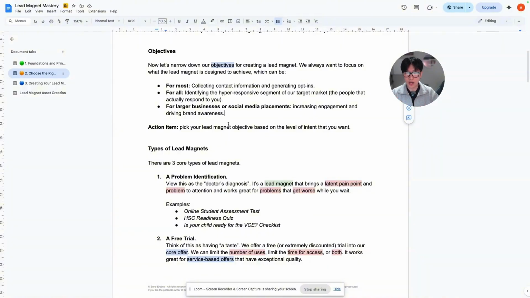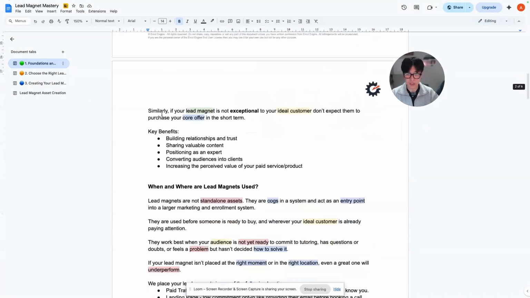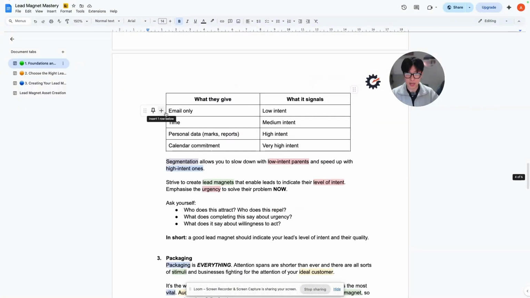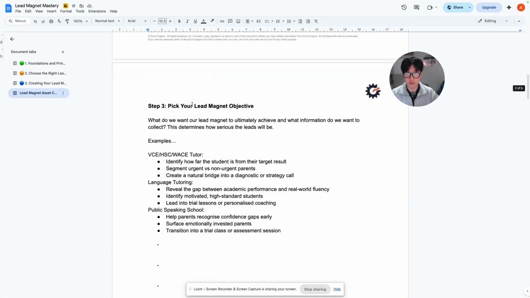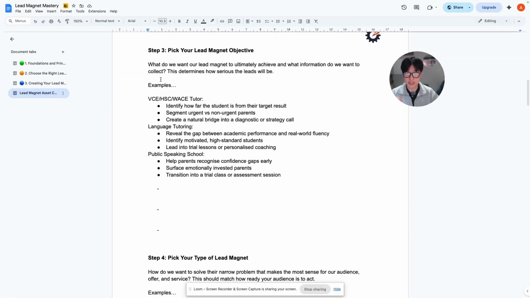So now I want you to also do step number 3, which is pick your lead magnet objective based on the level of intent that you want. From principle 1 in the previous video, we've talked a little bit about what they give and what it signals and the level of intent. Based on that, head on over to step 3 and actually identify your objective. What do you actually want to ultimately achieve? And what information do we want to collect? This kind of determines how serious the leads will be.